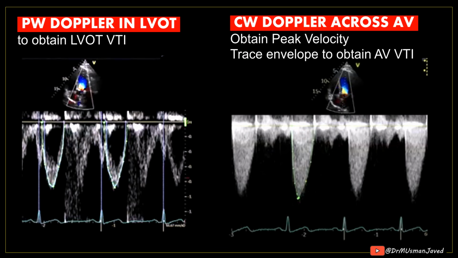So this is the apical 5-chamber view side of the screen, and we place the pulse wave Doppler at the LVOT. And tracing the envelope to obtain the velocity time integral, the area under the curve, to obtain the velocities and flows out of the LVOT. On the right, we have continuous wave Doppler across the aortic valve, which gives us our maximal instantaneous velocity, which is your Vmax. And as well, we trace the Doppler envelope here to obtain the VTI of your aortic valve.